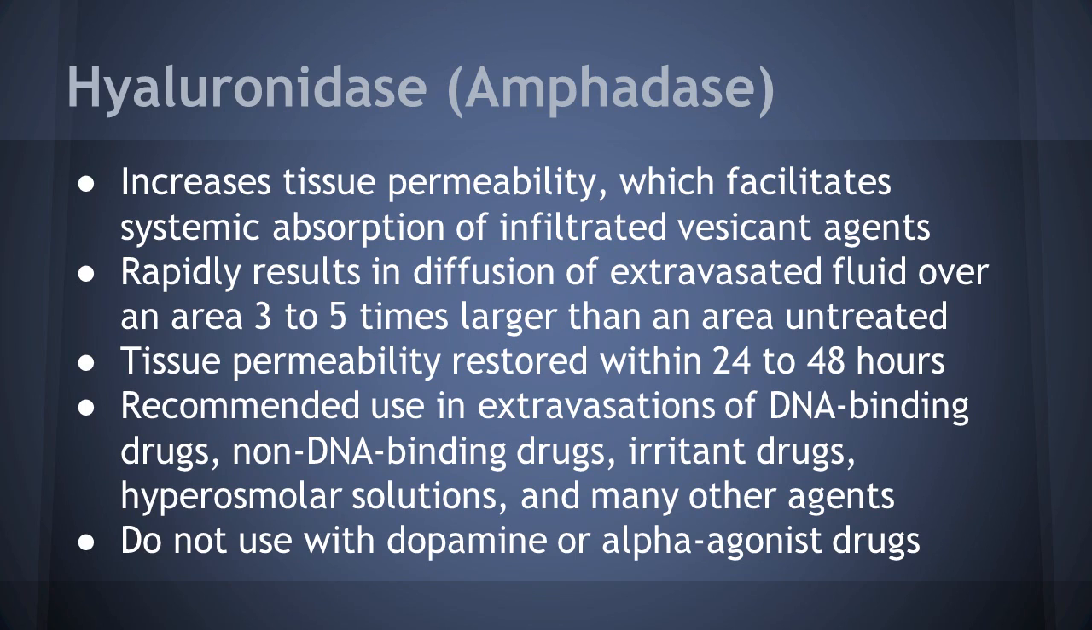One of the agents that you may use as an antidote is known as hyaluronidase or amphadase. This is a protein enzyme that works by causing rapid spreading of the injected fluid into the body, which increases the absorption of that injected fluid. This increases the tissue permeability, which facilitates systemic absorption of infiltrated vesicant agents. It rapidly results in diffusion of extravasated fluid over an area 3 to 5 times larger than an area untreated. Tissue permeability usually is restored within 24 to 48 hours.